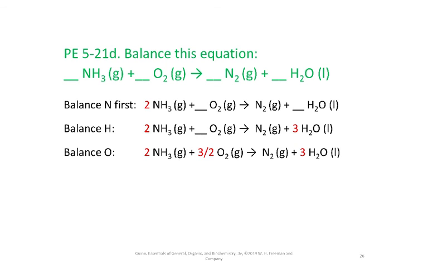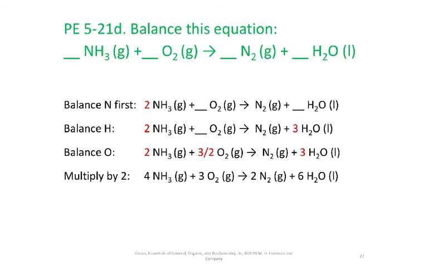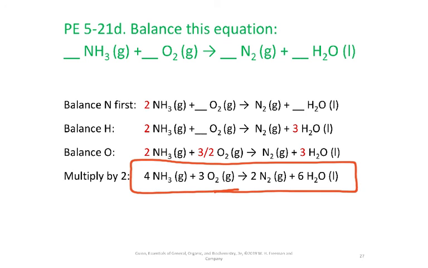And now we once again face the problem of a fraction. So multiply the whole thing by 2. So we double all the coefficients, and we now have a balanced reaction of 4 ammonia plus 3 oxygen makes 2 nitrogen plus 6 waters. Okay, we're going to stop here for part 2, and when we come back, we'll talk about stoichiometry, which is looking at those mole ratios again using balanced equations.